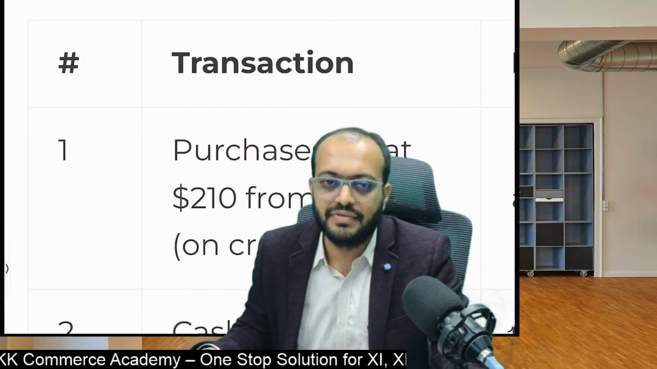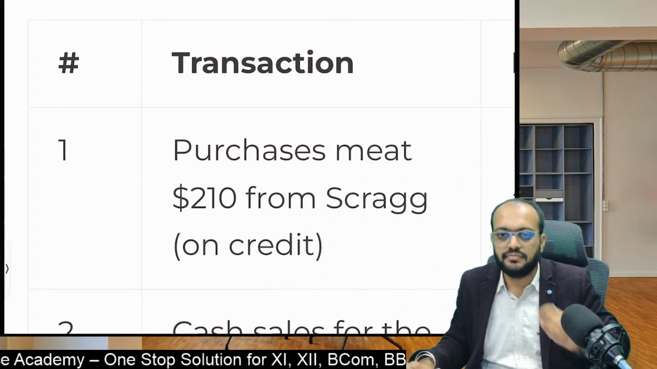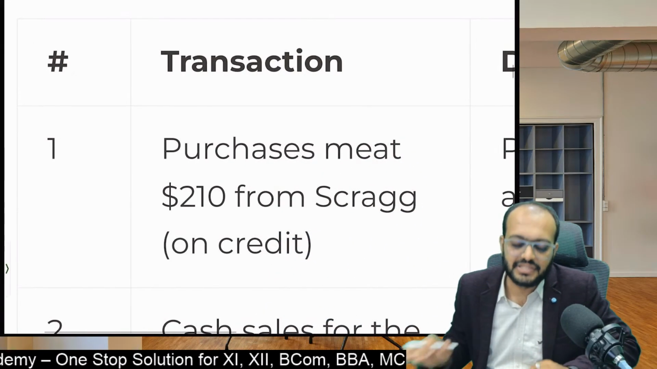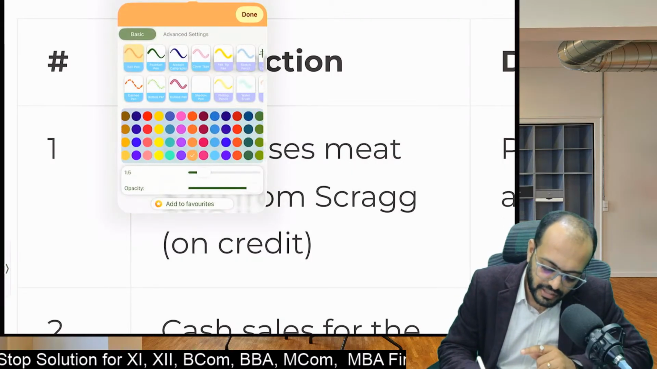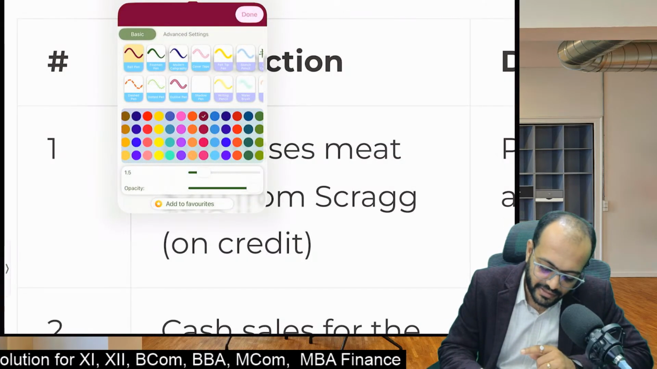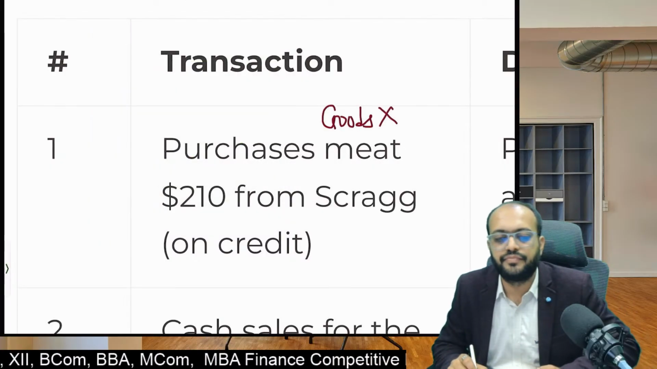Now students, which account should be debited and which account should be credited, we have to decide this. Always remember the rule: if the transactions are related to goods, then we are not expected to use the goods account anywhere.